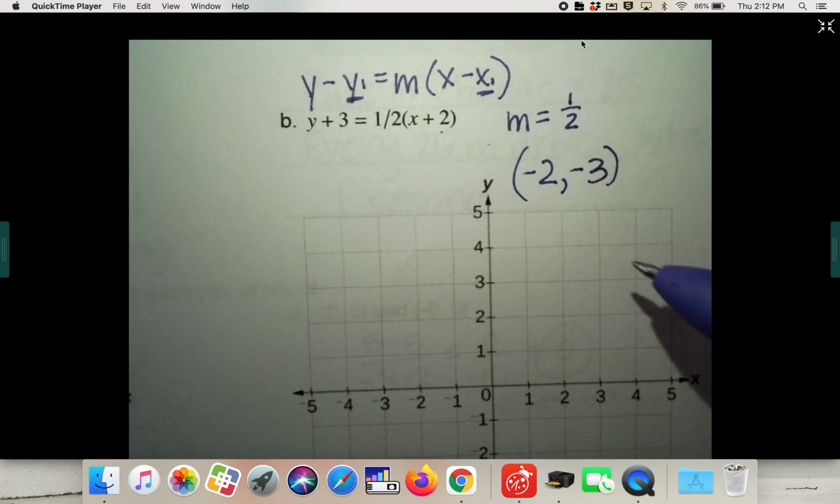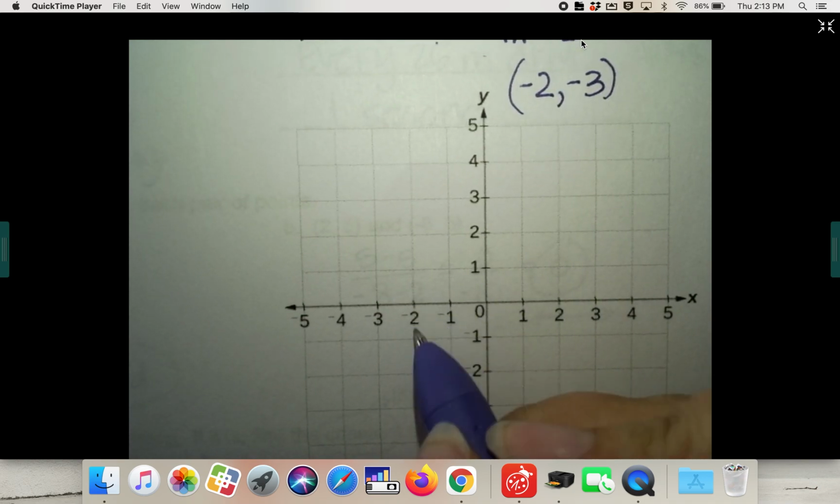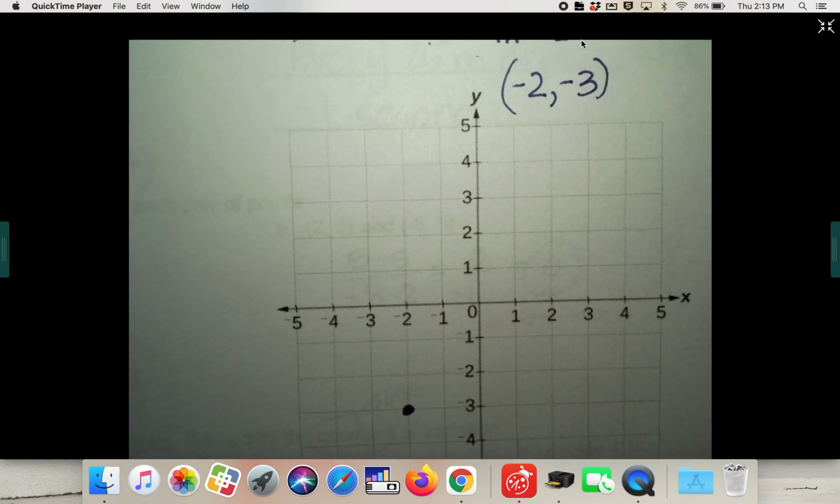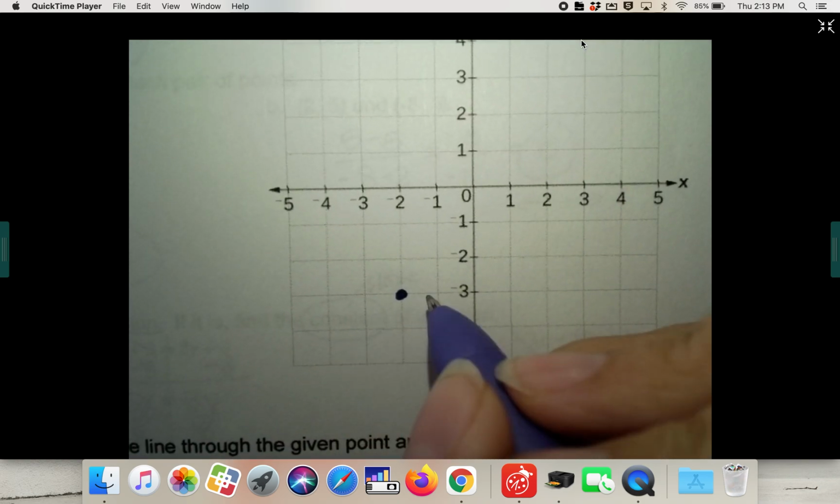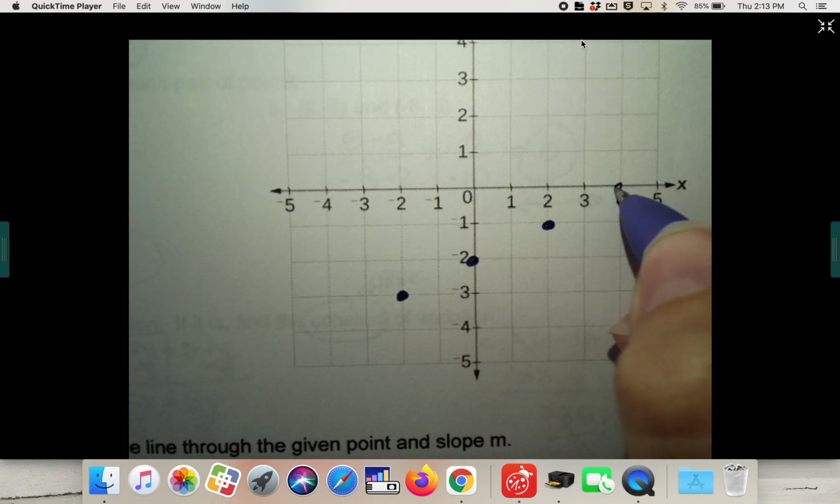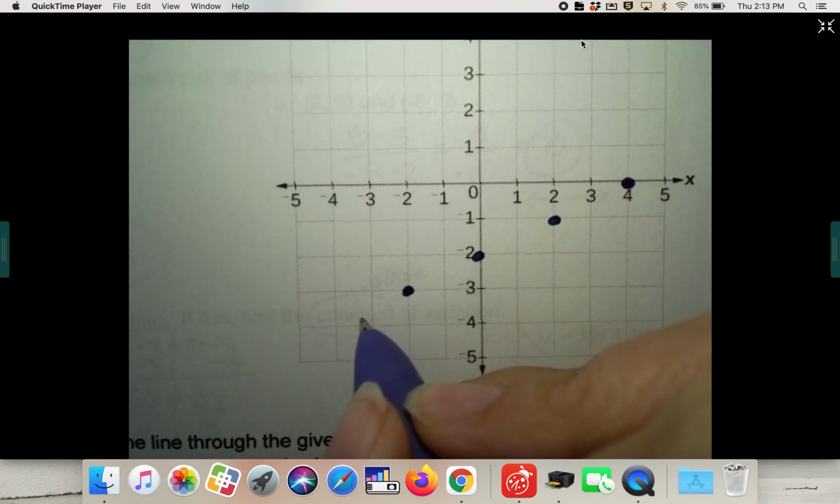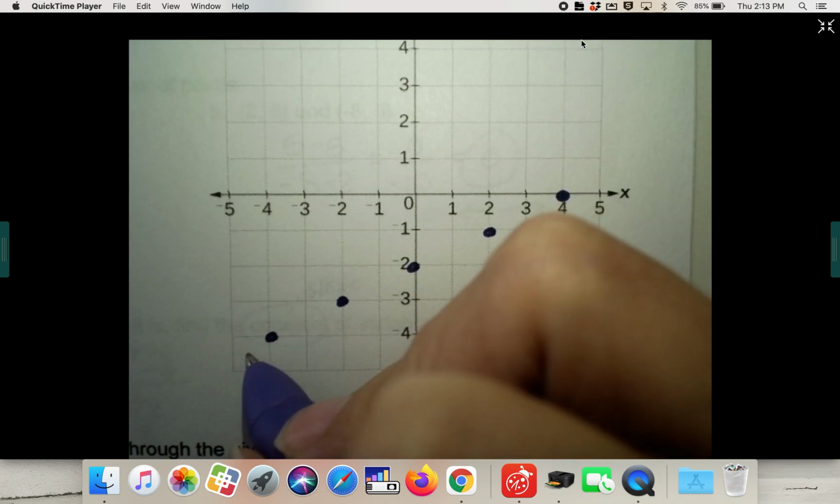All right, start by plotting your point. Negative 2, negative 3 is to the left 2, down 3. So put your first dot here. And then from there, we're just going to count slope, which is rise over run. So up 1 over 2, up 1 over 2, and keep going. I can also go back down 1 over 2 this direction just to get one more dot on there.